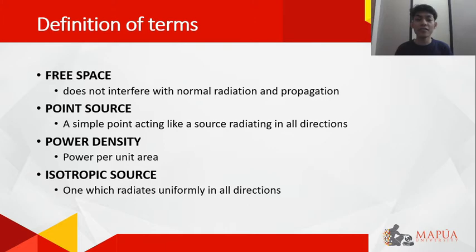Here is a glance of the terms, definitions, and concepts that we will be seeing further. First is free space. Free space does not interfere with normal radiation and propagation. A point source is a simple point acting like a source radiating in all directions. Power density is power per unit area. An isotropic source is one which radiates uniformly in all directions.